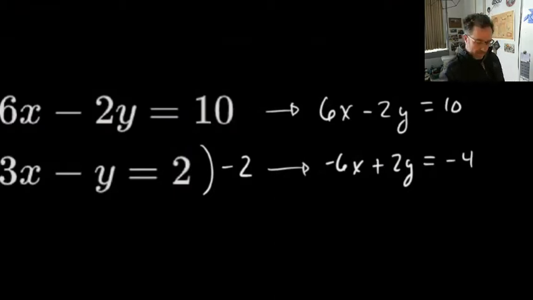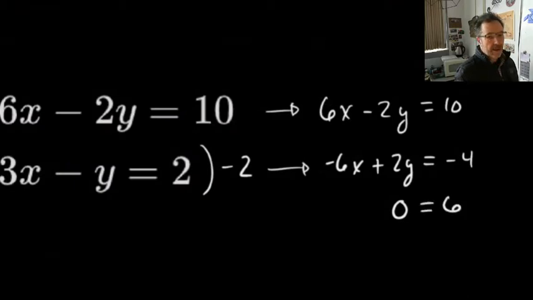If I add 6x and negative 6x, it's 0. And if I add negative 2y and 2y, that's 0. This just became 0 is equal to 6. That's not right. You know why? I bet these lines are parallel. Let's peek at these two lines. Let me pull up Desmos here.